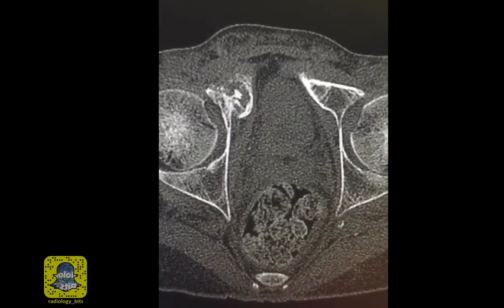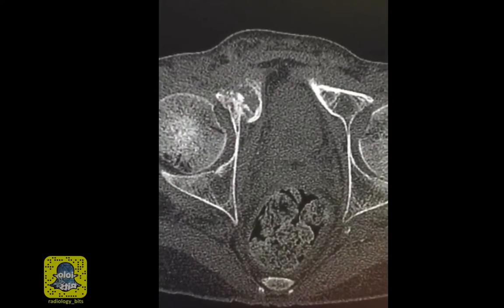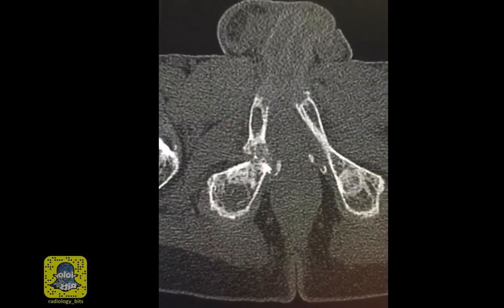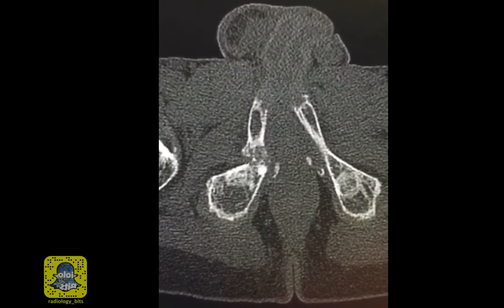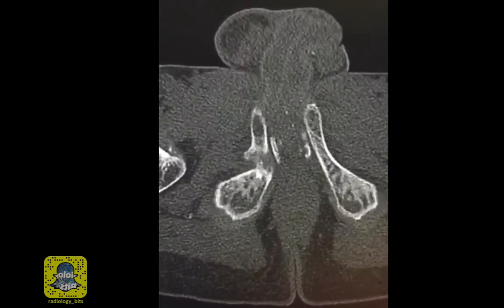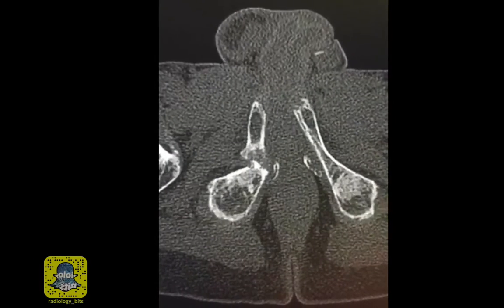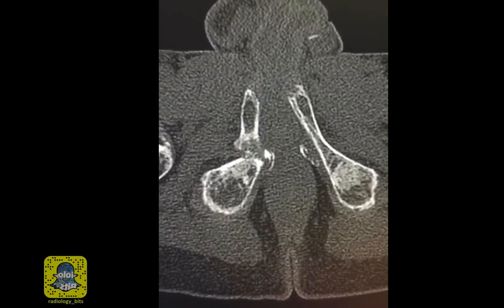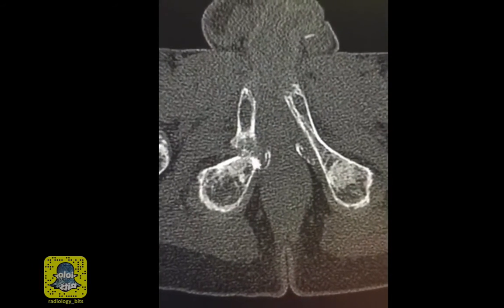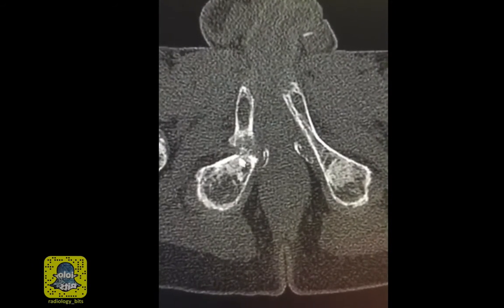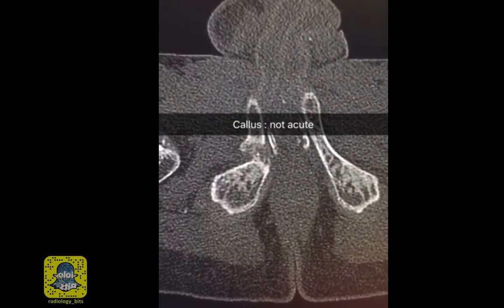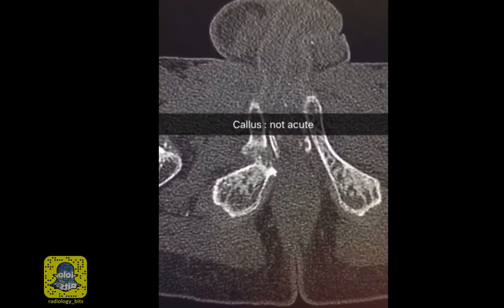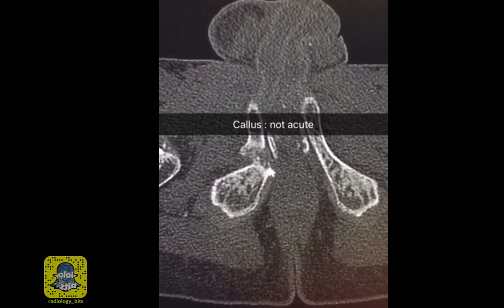Compared to the other side, the right superior pubic ramus is distorted and has cortical disruption. The right inferior pubic ramus is also distorted with a fracture disrupting the cortex. However, the fracture site is associated with some form of ill definition and bone formation. This is what we call early callus formation, which is a sign that the fracture is not acute. It's probably subacute to chronic.